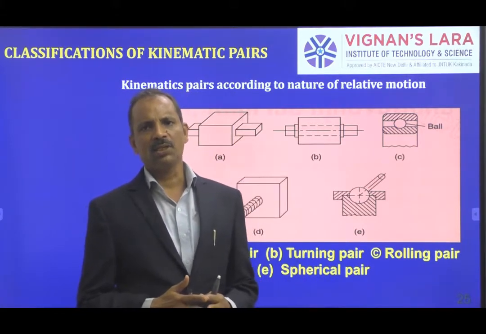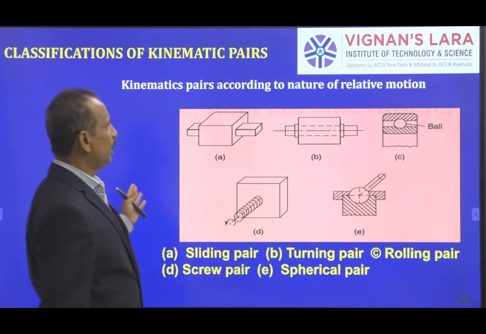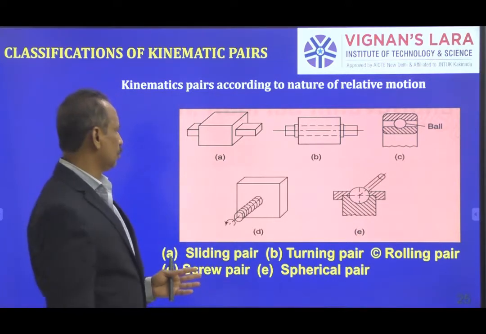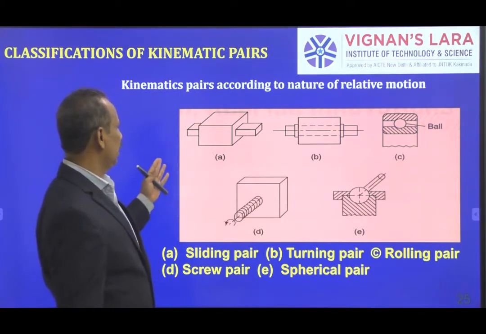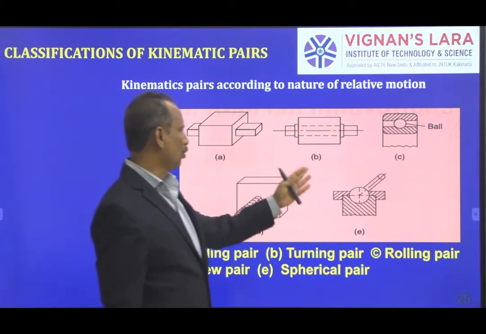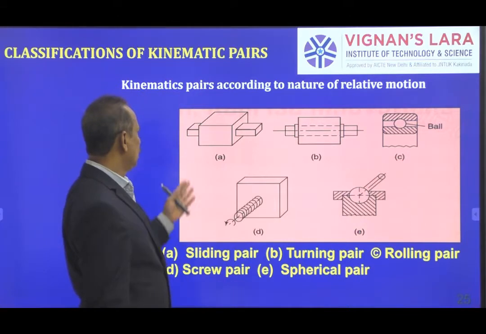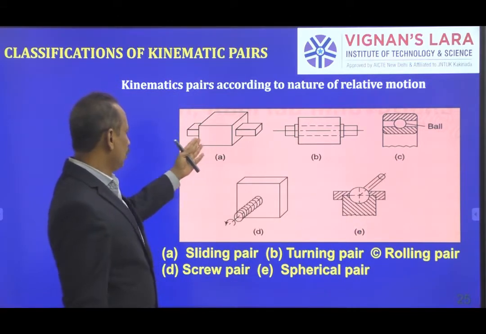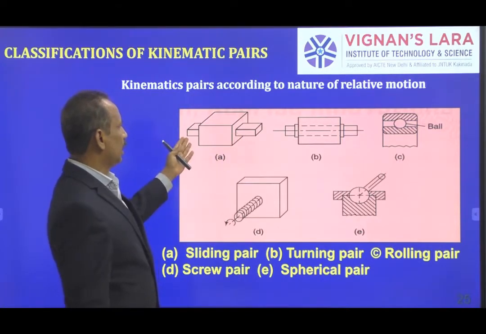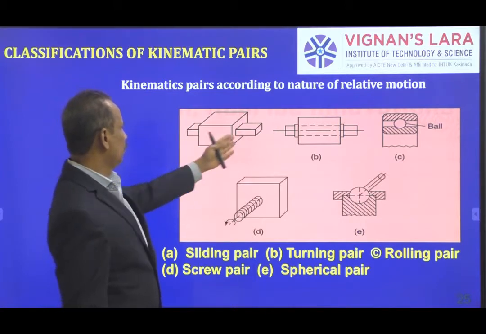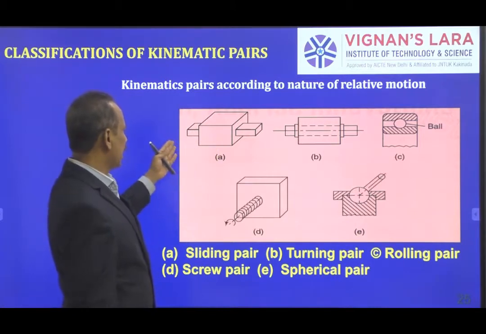Another very important classification we have seen is kinematic pairs according to their nature of relative motion. There are 3 major types: sliding, turning and rolling. The rest are similar to these or a combination of them. In a sliding pair the relative motion is pure sliding: a rectangular object in a rectangular hole. If you move one of the objects, the entire surface area is in contact and it is a pure sliding action.